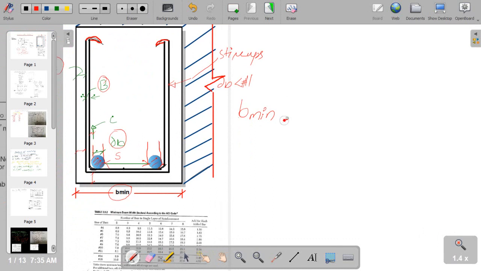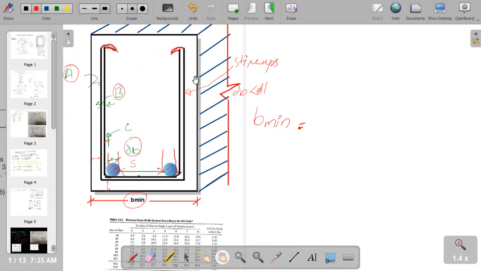It should be equal to these two side covers, one this A, one that one. So we have A, then we have dB, then we have C. It should be multiplied by 2 because we have this side as well.